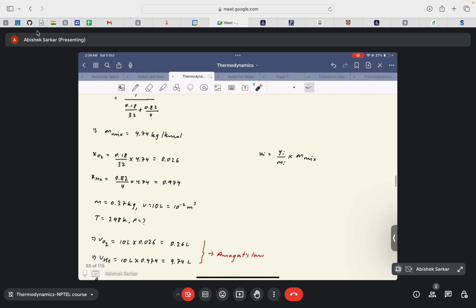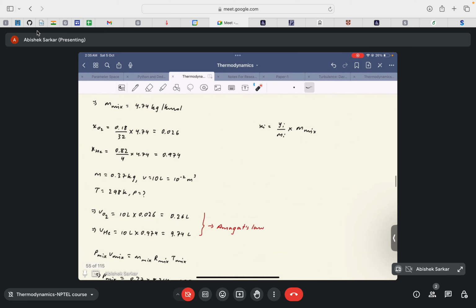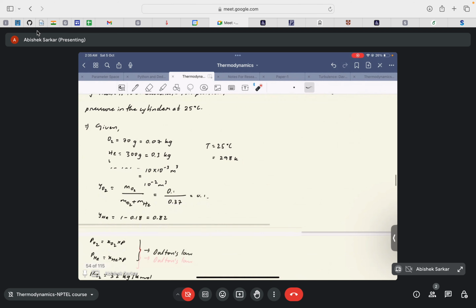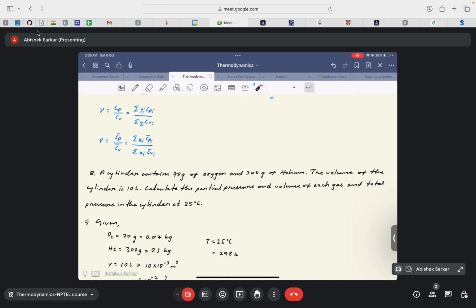Now we know that the total weight of the gas components is 0.37 kg, because MO2 plus MHE is equal to 0.37 kg. The volume of the mixture is 10 to the minus 2 meter cube, and the temperature is 298 Kelvin. From that you can easily find the pressure using the ideal gas law. Now let us find the volume of the individual gas components, because they asked us to find the partial pressure and the volume of each gas.